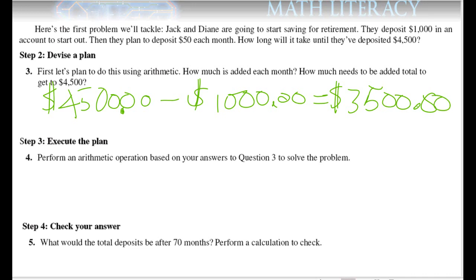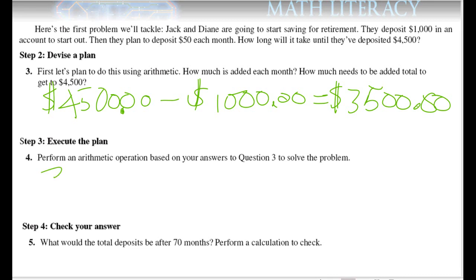Okay. So then execute the plan. Perform an arithmetic operation based on your answers to question 3 to solve the problem. Arithmetic operation just means you do some calculations. So come back to the video once you've answered or solved the problem. Okay. All right. Now that you've got an answer for question 4, we get $50 every month.